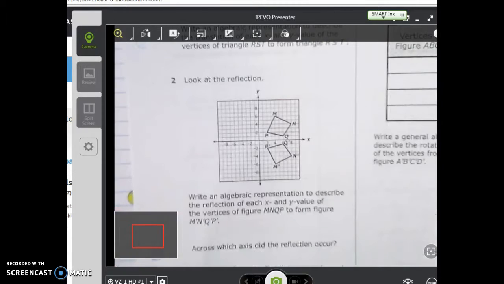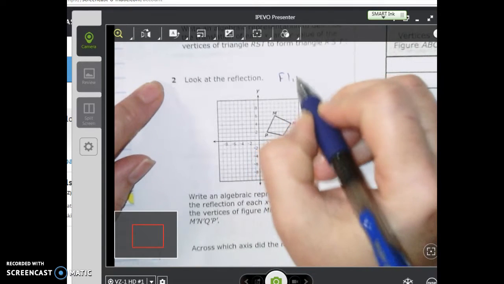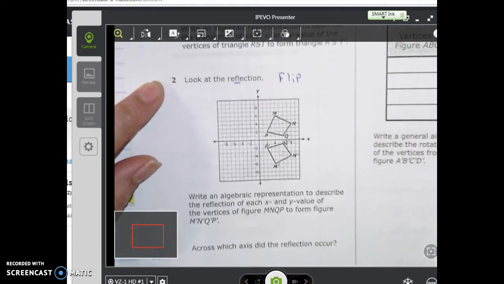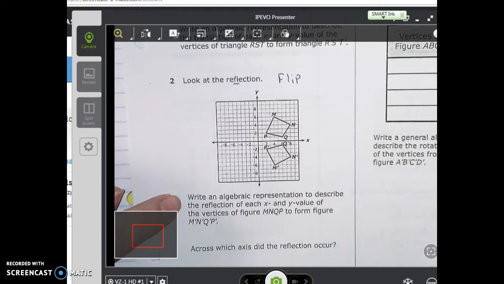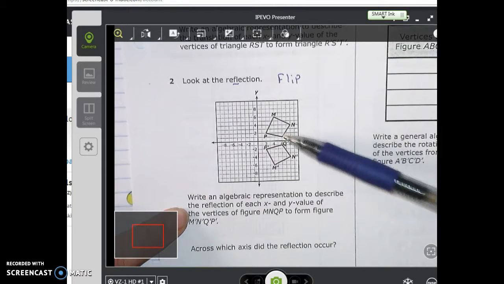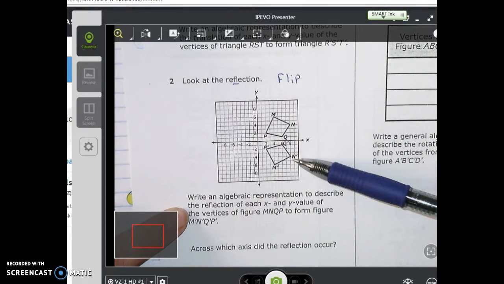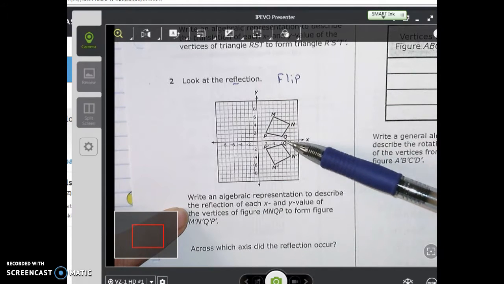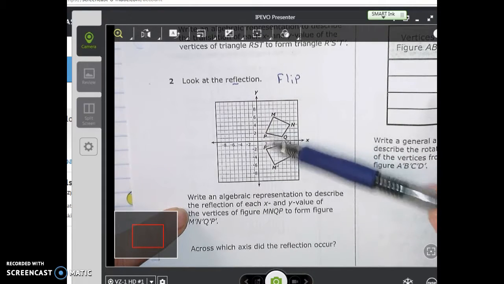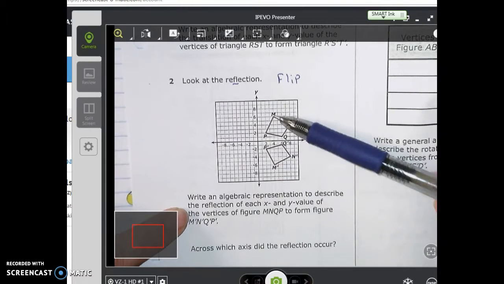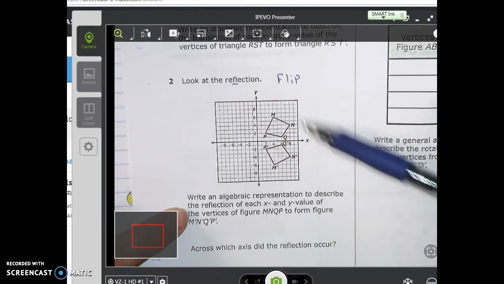The next problem I'd like to look at is reflection. Reflection means flip. And if you need to remember, it's right there, FL for flip. Now, the problem asks us to write the algebraic representation to describe this reflection. Now, I can prove it's a reflection in a couple of ways. Number one, if I put my hand here and I flip my hand, N would be matching N prime. My Q, which is closest to my x-axis, is still closest to my x-axis. P, which is a little farther, is not much farther, and M, which is very far away, is still very far away. This is reflection.